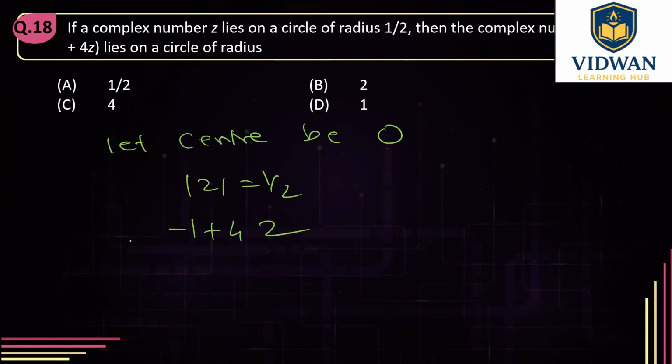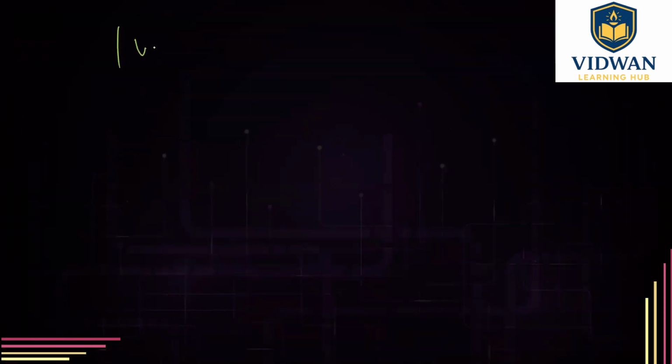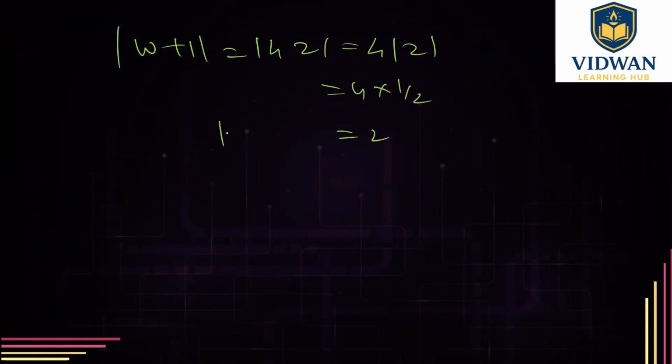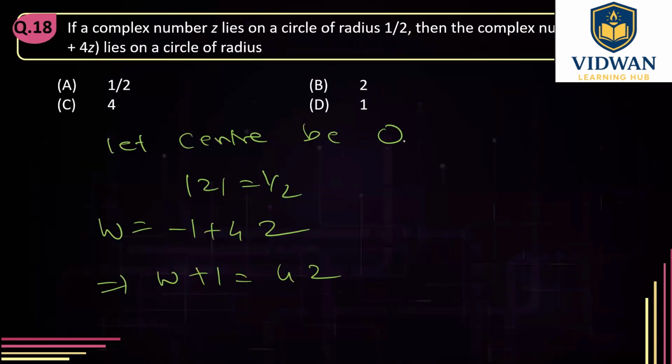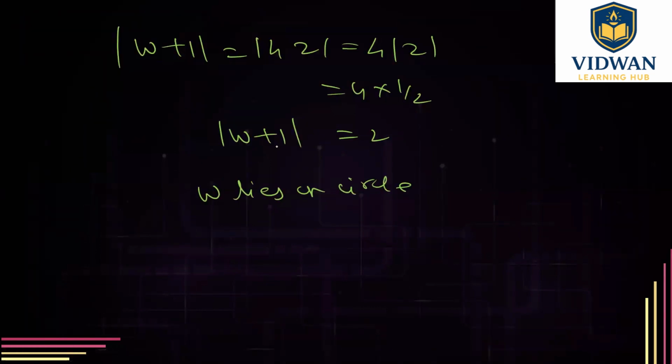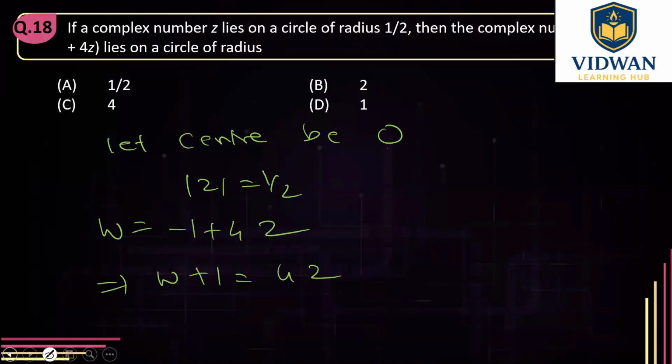So let us assume that this complex number is some W. Then you can write this as W plus 1 equal to 4Z. Applying mod on both sides will give you mod of W plus 1 equal to mod of 4Z, or 4 times mod Z. And since mod Z is already half, you write half here. 4 into half would be 2. So mod of W plus 1 is 2. What does it mean? W lies on a circle with center -1, provided Z was on a circle with center origin. So if I change this, this will also change. But we are not interested in the center. We are just interested in the radius, with radius equal to 2. So the required radius is therefore 2, which is the second option.